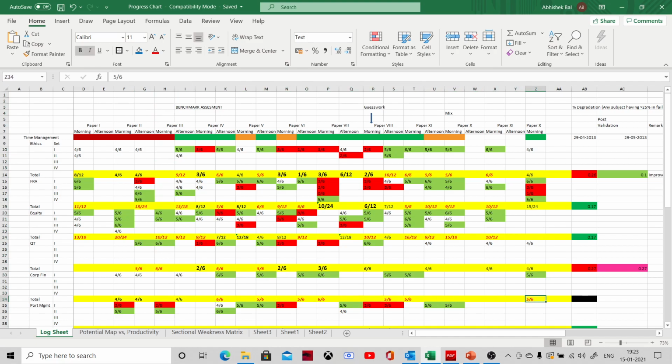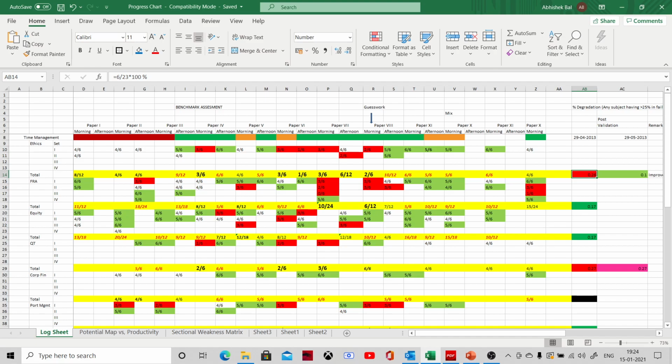Now, once I have done that, you'd see that in this particular cell, the figure 0.26 appears. Now 0.26 means this: if you see how many item sets there were in the area of ethics, across all the 11 mock papers that I did, there were 23 item sets of ethics. Okay, so out of those 23 item sets, 6 item sets were the ones wherein I scored either 50% or less than that, which amounts to 26%.